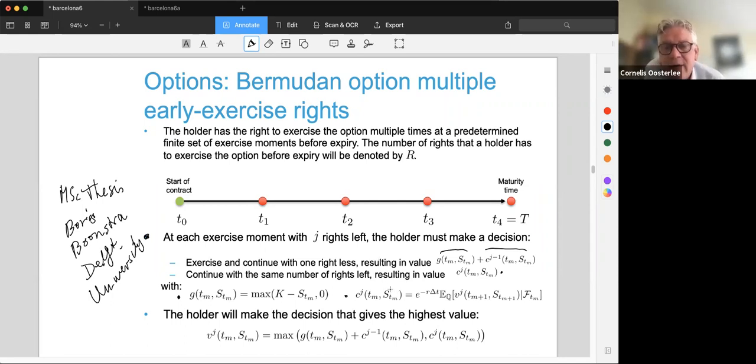But the idea is clear, right? The idea is either you exercise and you have one right less, or you do not exercise and you keep all your rights. And then you have a specific formula for a continuation value with J rights left. So what we do, the option value at time Tm with J rights at Tm is the maximum of exercising plus J minus 1 rights left, or not exercising and continuing with J rights.